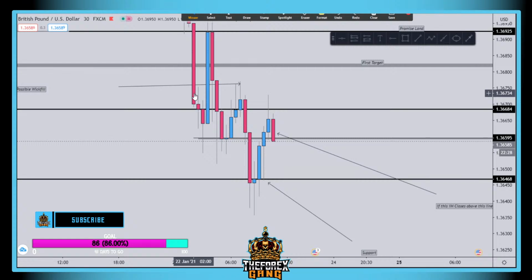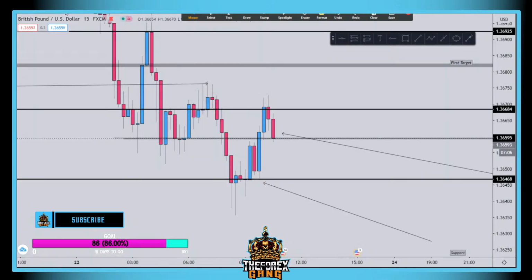Does anyone want to get in? Now, the concern is the wick to the left-hand side, like it can pull back to that zone. If 15-minute closes below this gray line which you created, perfect. Go in for sells. Yeah, me too, I would.